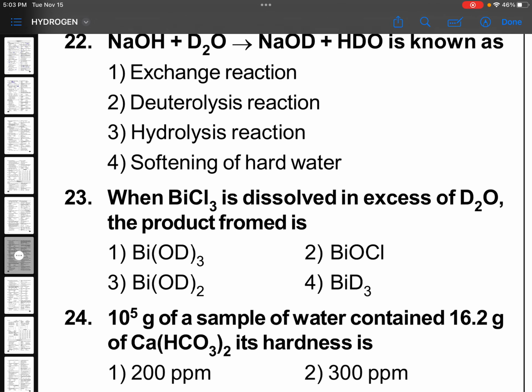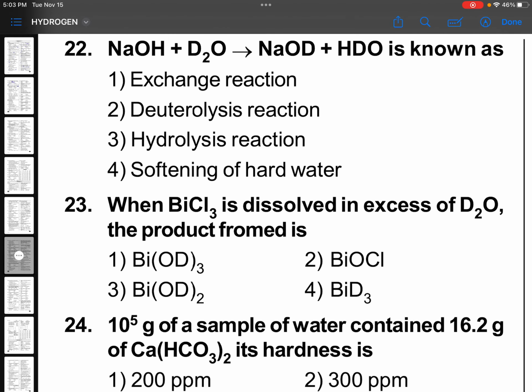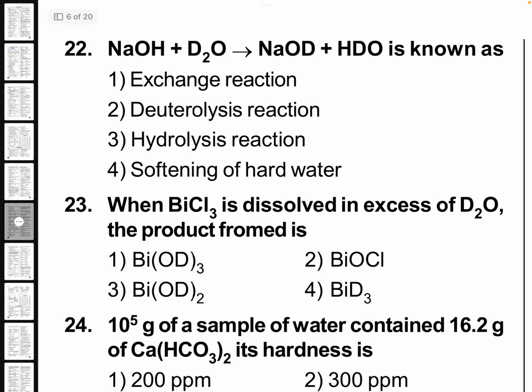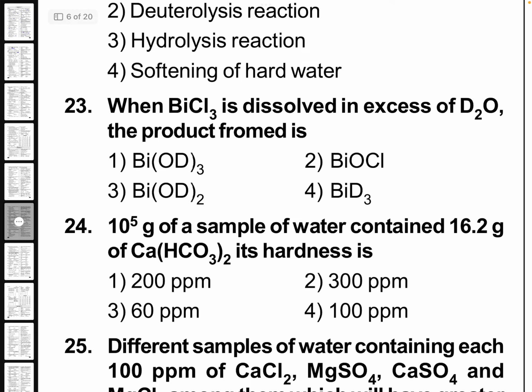NaOH plus D2O gives NaOD plus H2O. Okay, now here one hydrogen is replaced by deuterium. So you can call this an exchange reaction.